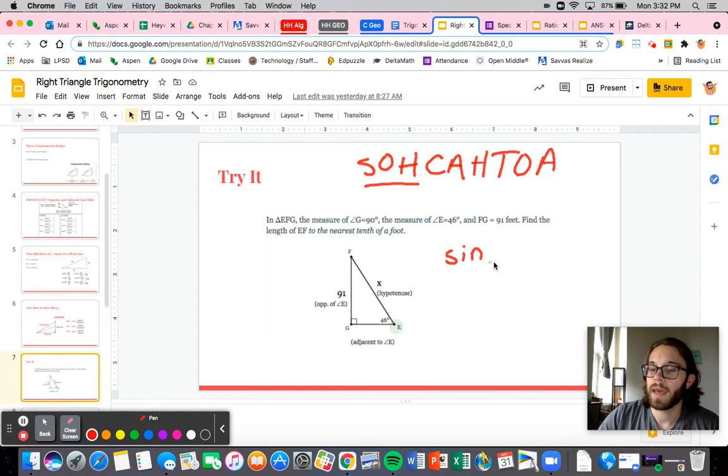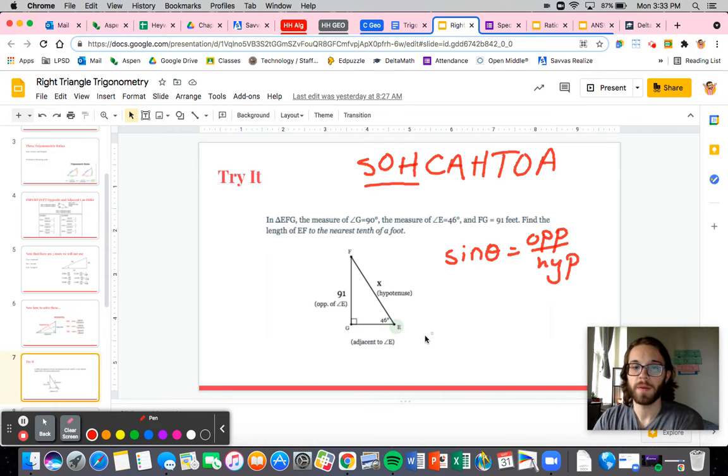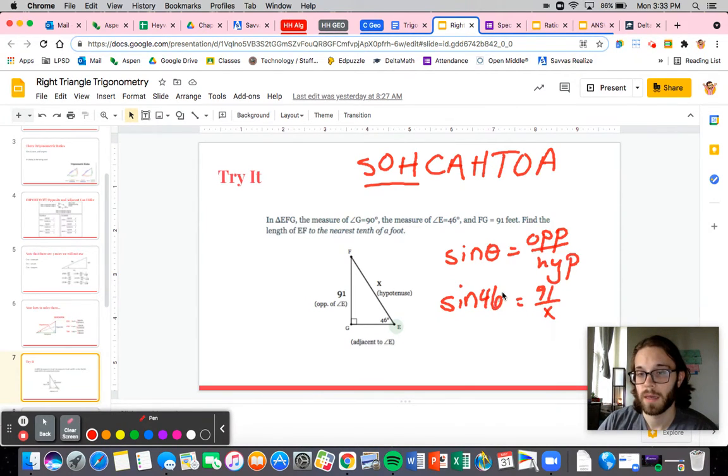And I'm going to use the angle I have. Normally I'd write sine of theta is equal to opposite over hypotenuse. So let me identify that piece of information. I have the opposite. What's my opposite? 91. What's my hypotenuse? Well, I don't know, it's x. And then sine of theta is sine of 46 degrees.